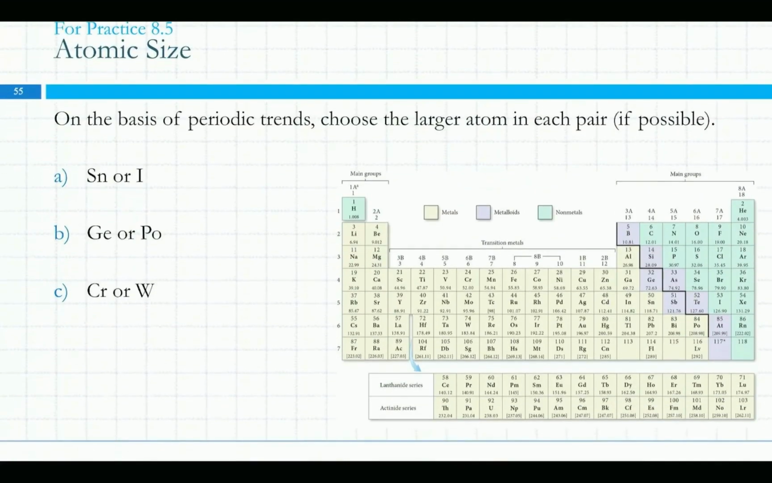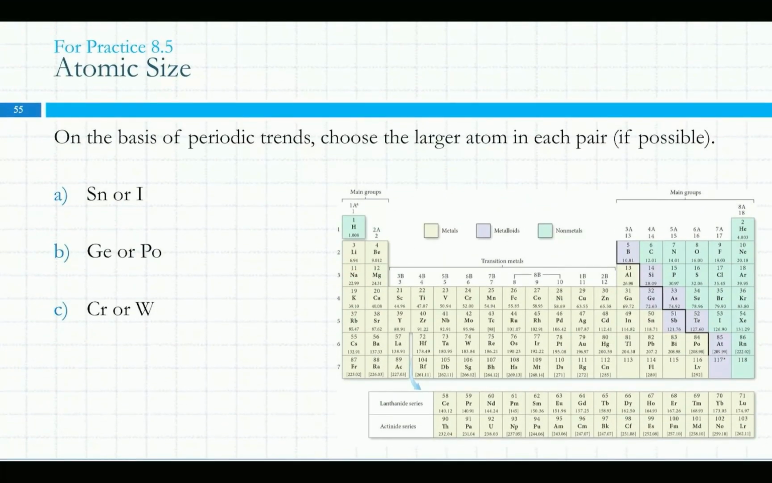All right. So if we compare tin or iodine, which one's larger? Why tin? Yeah, it's more to the left. So iodine is going to have a higher effective nuclear charge.